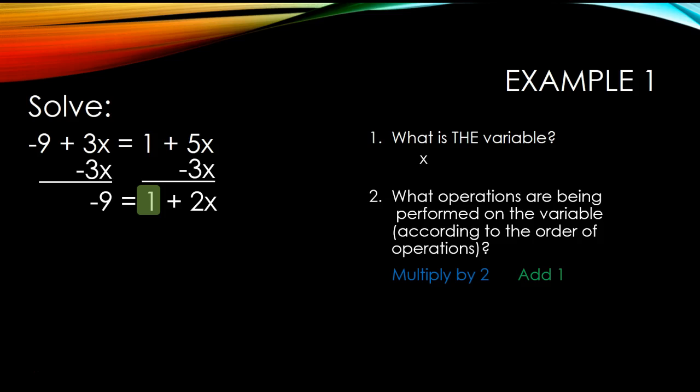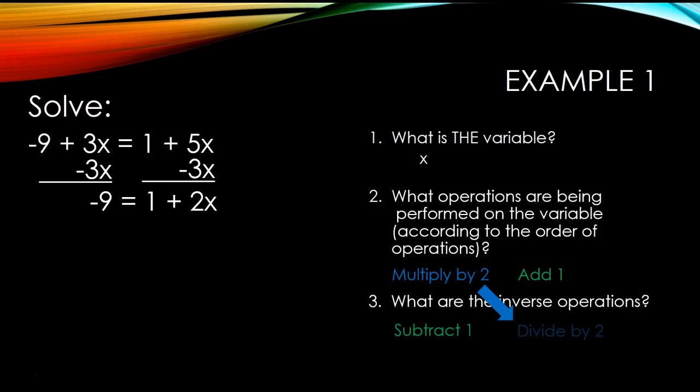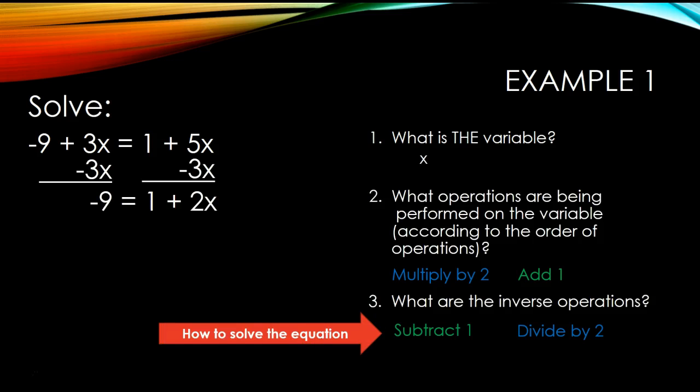So to undo those operations in the reverse order, we're going to subtract 1 and then divide by 2. And this third step is important because this tells you exactly how we're going to solve the equation. First, we're going to subtract 1, then we're going to divide by 2.